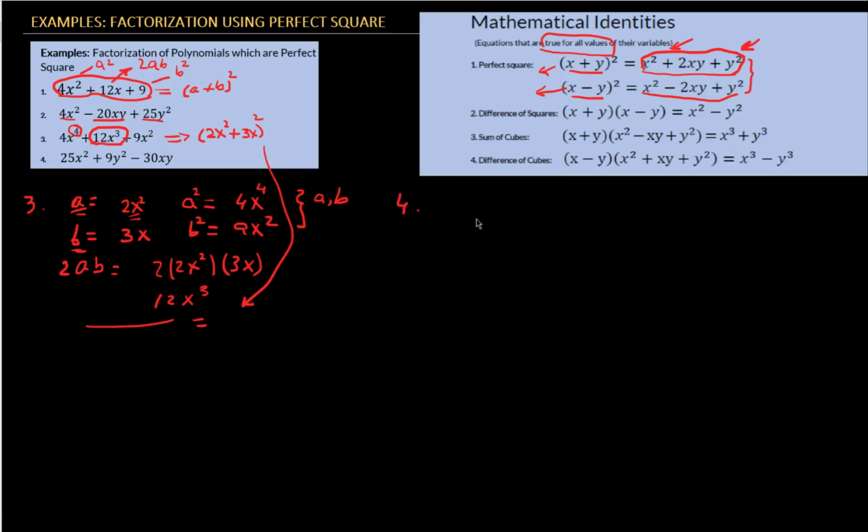Now what is a here? 25x square is a square of 5x. So our a is 5x. What is our b? So this is the square term. It doesn't matter whether you write this term in the middle or at the end, because of the commutative property, you can exchange the position of these two terms. So this is our term, which is the square of 3y. So our b is 3y.